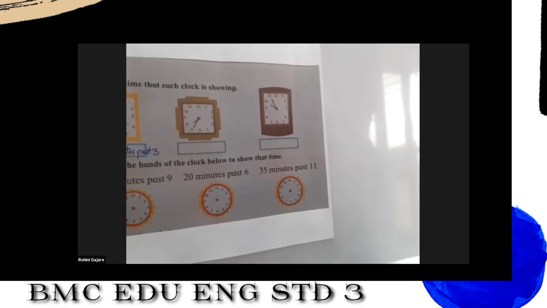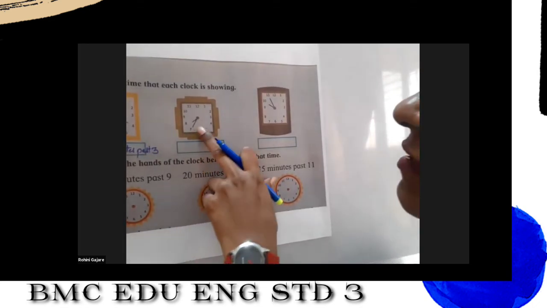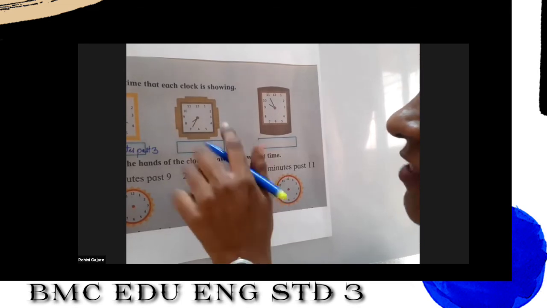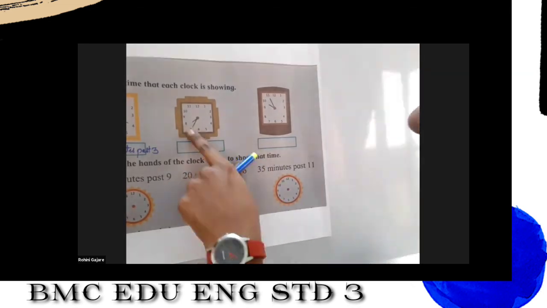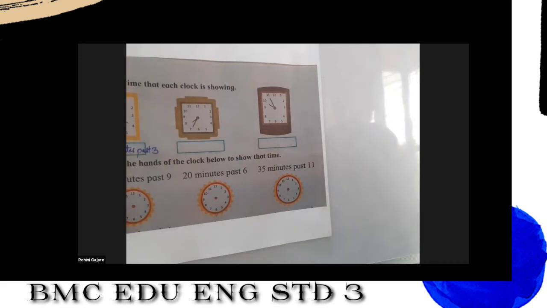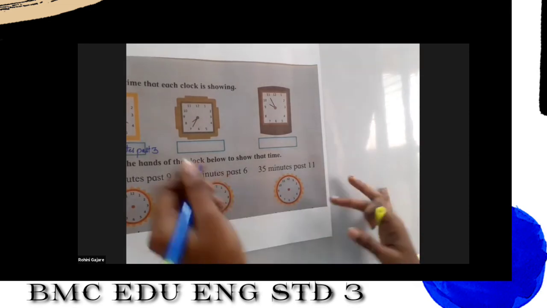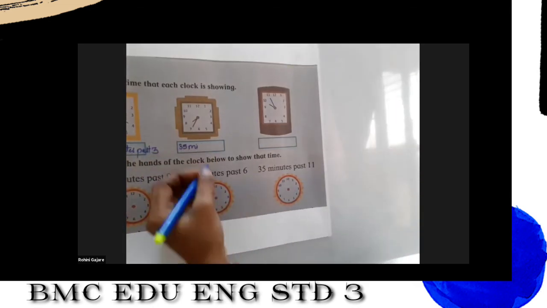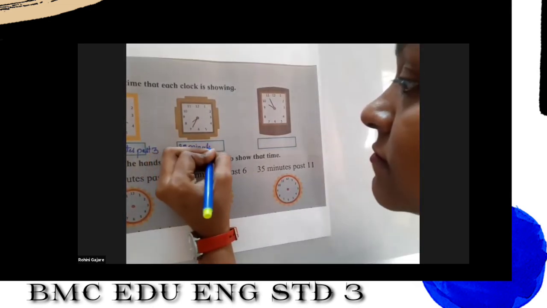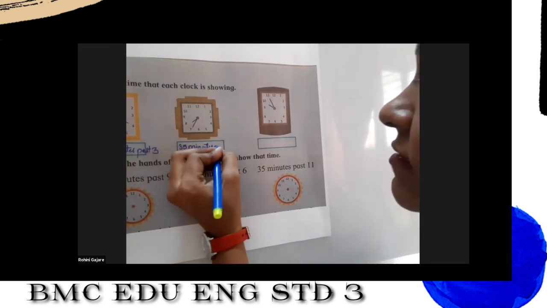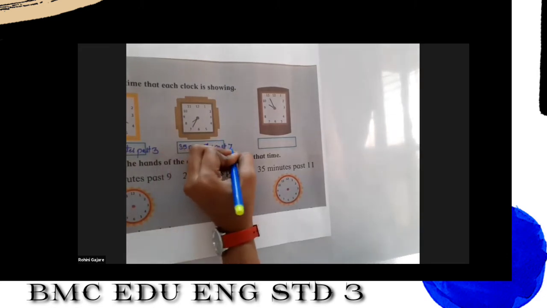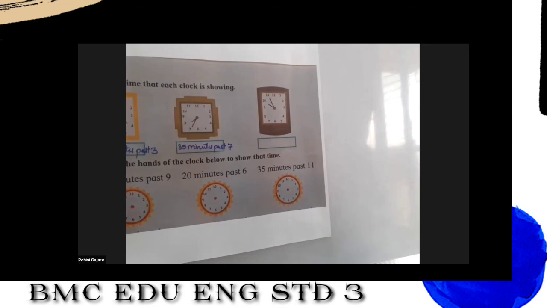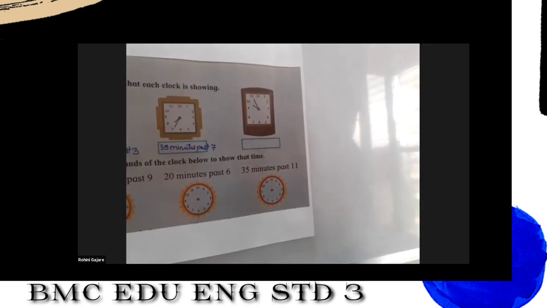Then now see the next. The minute hand is on 7. The long hand is on 7 and the short hand is between 7 and 8. 35 minutes past 7. Now next. Good, very good.